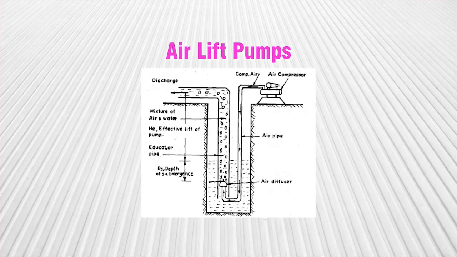In the schematic of airlift pumps, we can clearly see that the compressed air comes in from the air pipe, which has a very small diameter, as compared to an educator pipe whose diameter is much larger. The compressed air from the air pipe enters the educator pipe through an air diffuser, and this causes both the water from the sump as well as the air to rise up, and ultimately we get a mixed discharge consisting of water and air bubbles.